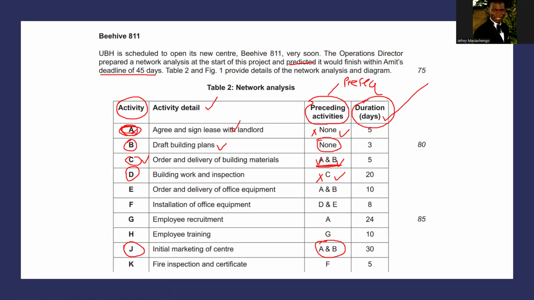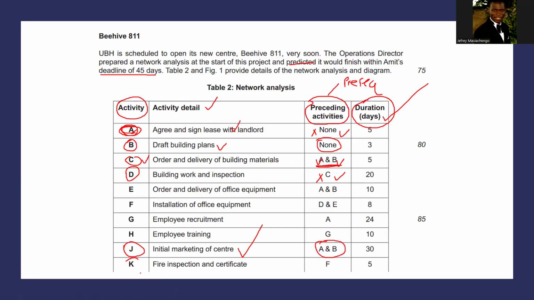So look at this, this is initial marketing of the center. We want to market the center, but we can't market the center unless and until we have completed A and B. A and B in this case is signing a lease agreement with the landlord and drafting the building plans. So we cannot start marketing a center that has no lease agreement, that has no plan already done. Let's do K.